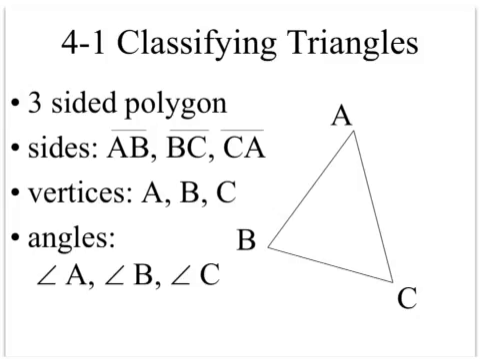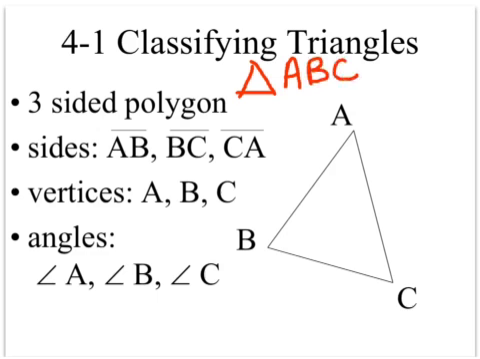A triangle is a three-sided polygon with three sides, three vertices, and three angles. And when we want to name a triangle, we can use all three vertices in the name in any order. And there's a little shorthand notation for triangle. Instead of writing out the word, we can just draw a little picture of a triangle and then the name.